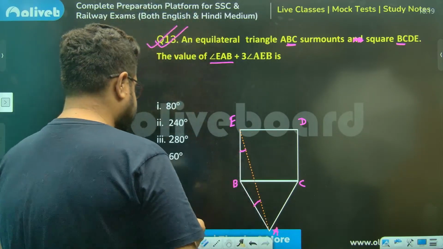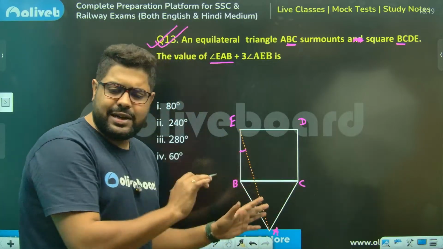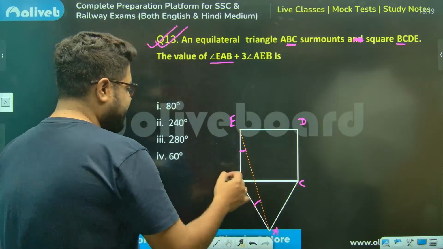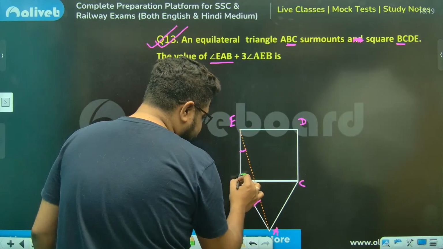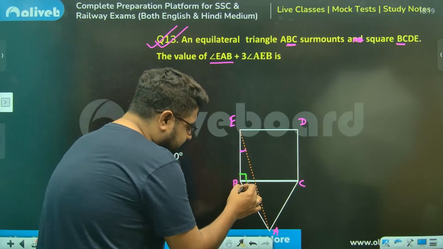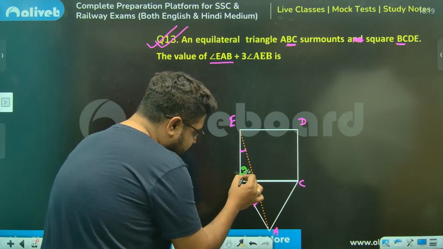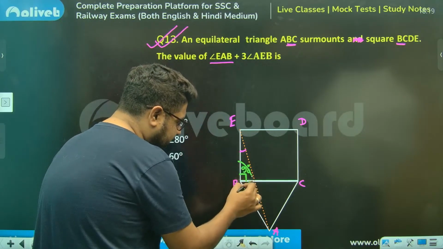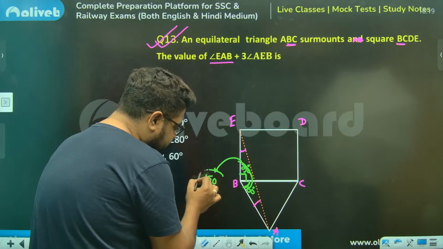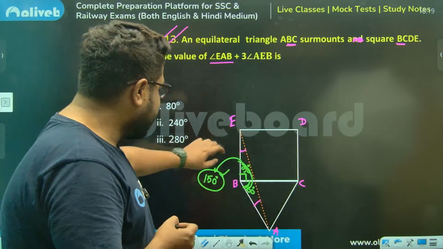How will this work? Let's understand. Look, this looks very weird, but actually this is very simple. Why? We all know this is 90 degrees because it's a square, and this is an equilateral triangle, so this is 60 degrees. That means this whole angle is 150 degrees. Done.